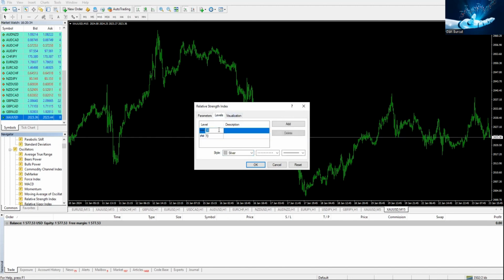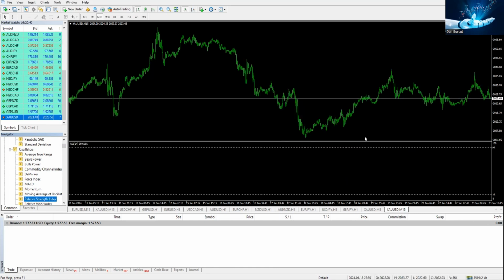Then I'm going to go to levels. For the oversold, I am going to select 10, and for the overbought, I am going to select 90. All right, and this is what I need from the RSI: the overbought and the oversold levels, which will be 90 and 10.